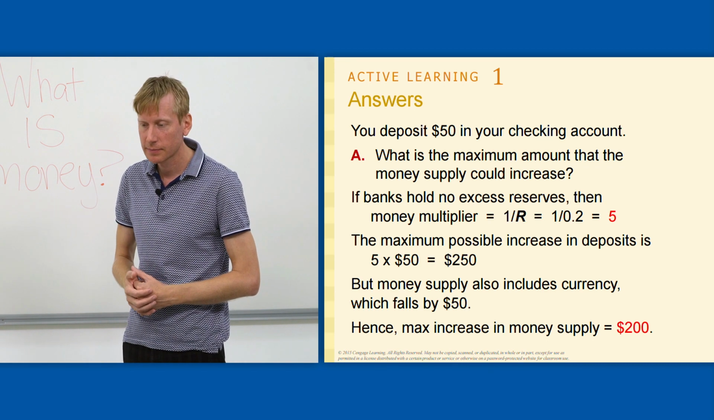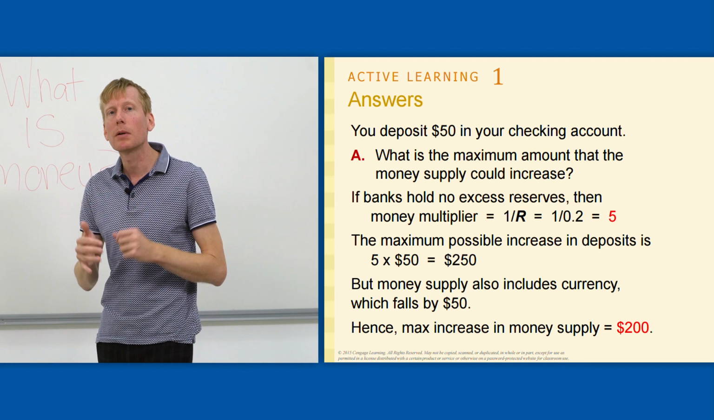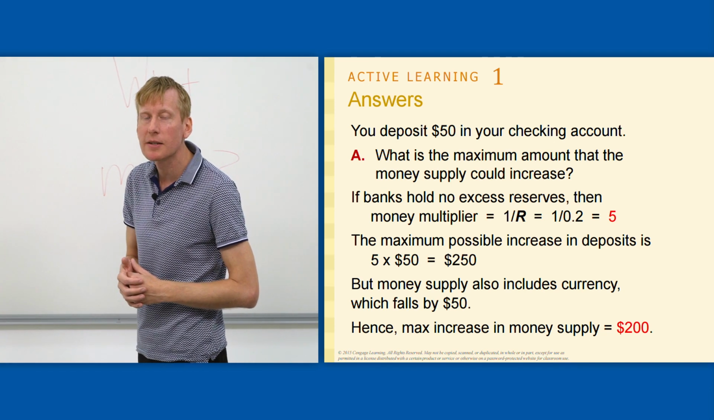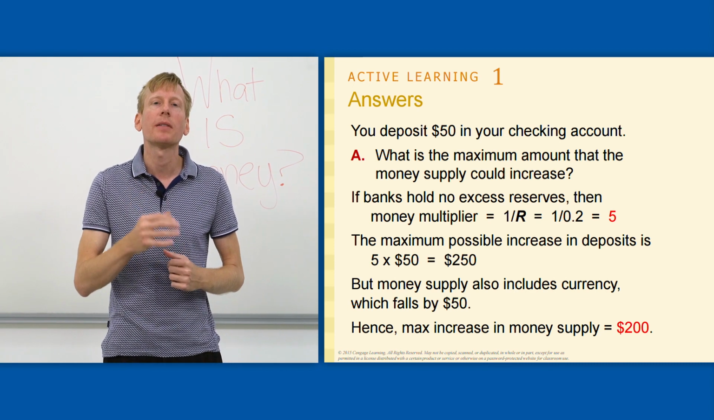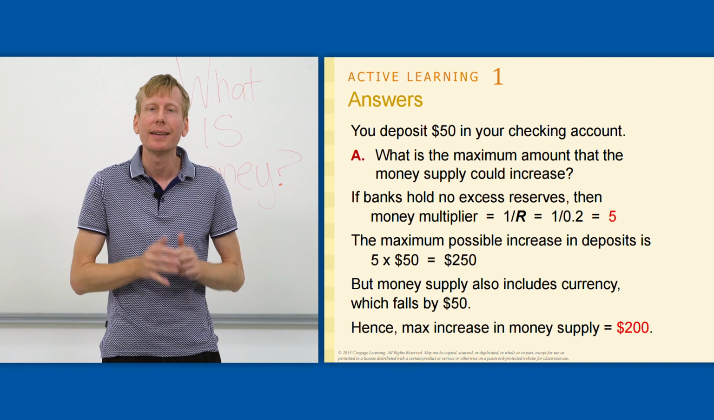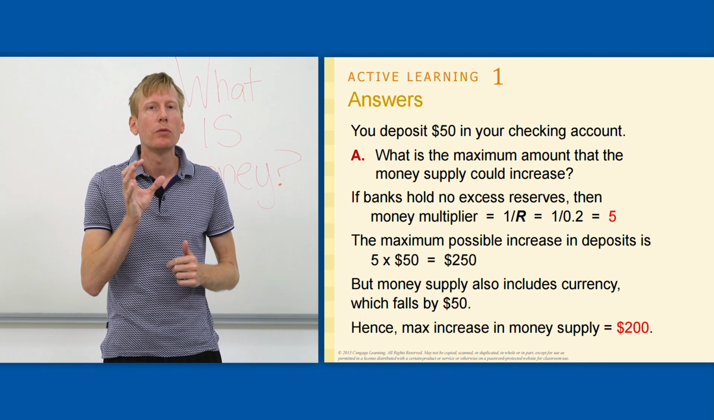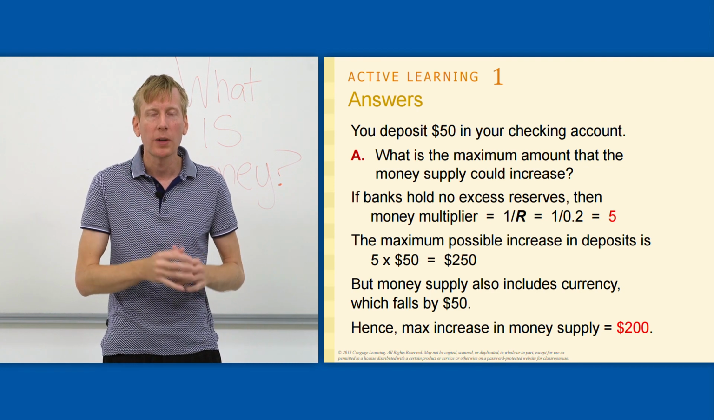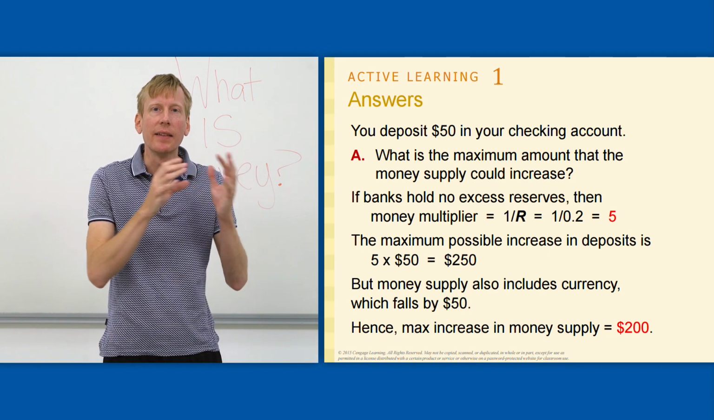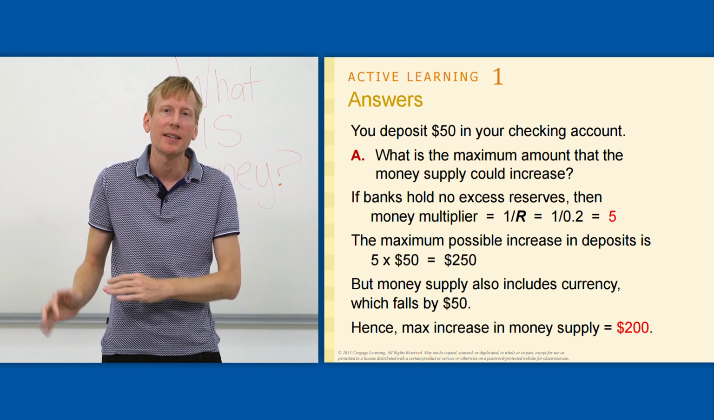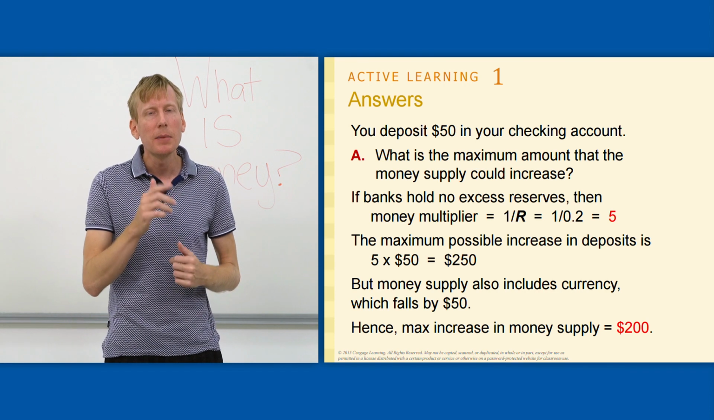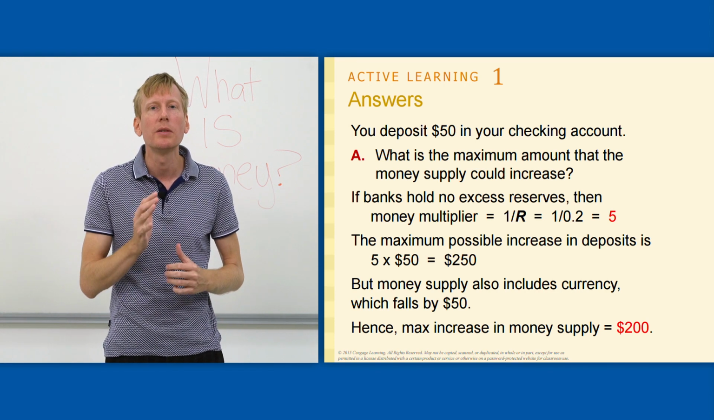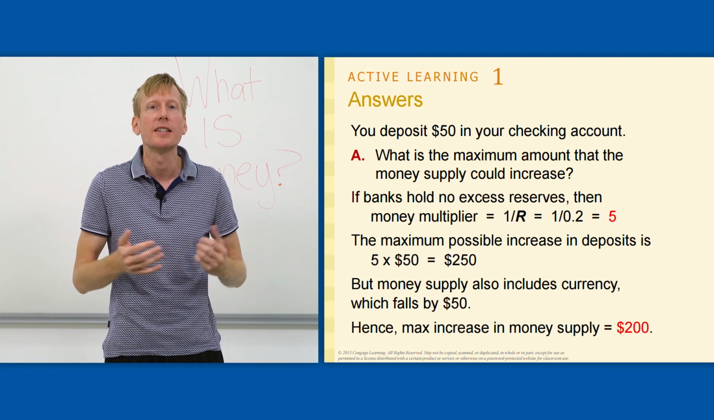Now, the minimum amount that the money supply could increase would be if we didn't spend that at all, and we just kept that $50 in our pocket indefinitely. In that case, it would remain currency. It would not become a deposit and then lending, and then deposit and then lending, so that it could increase further. And the minimum amount that the money supply could increase would be 50, the initial gain in currency itself.